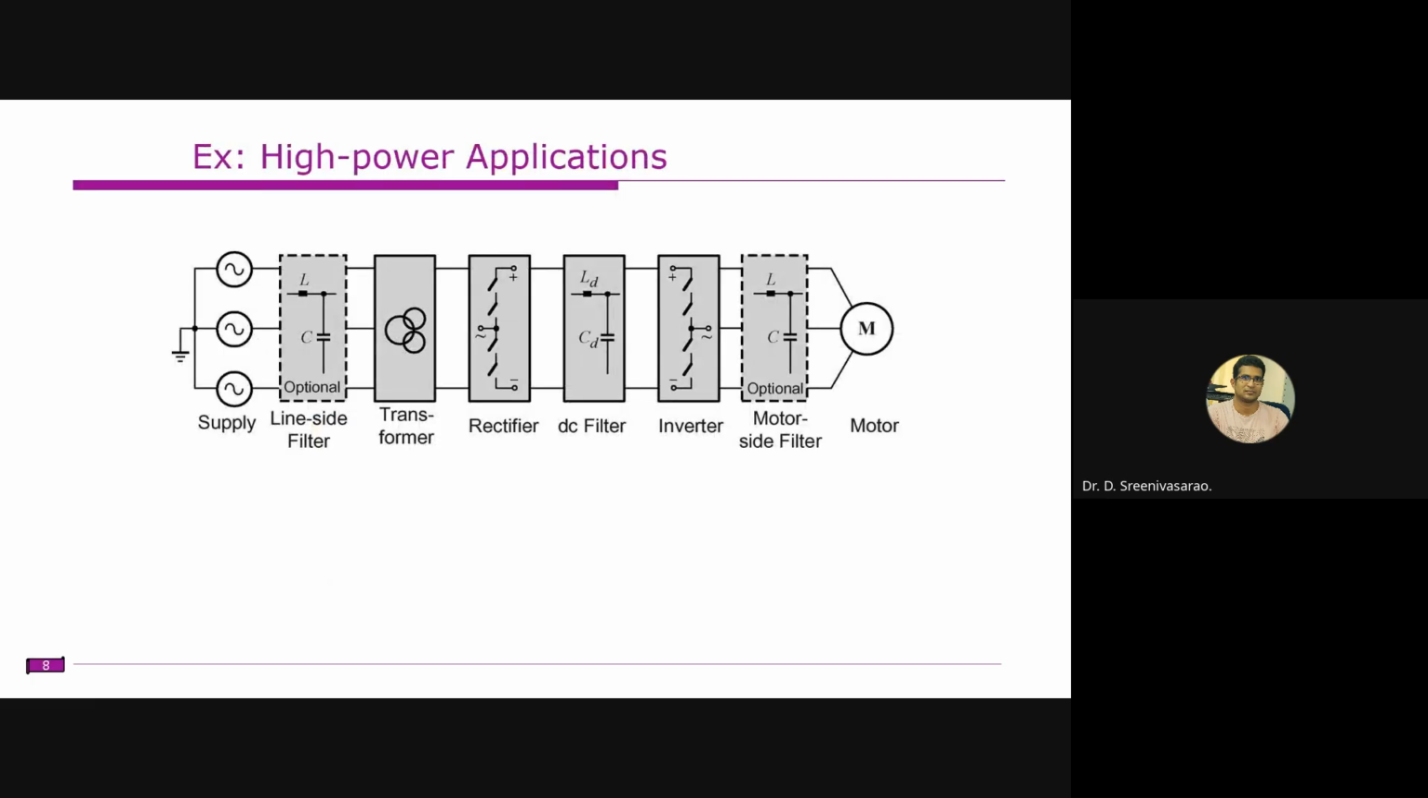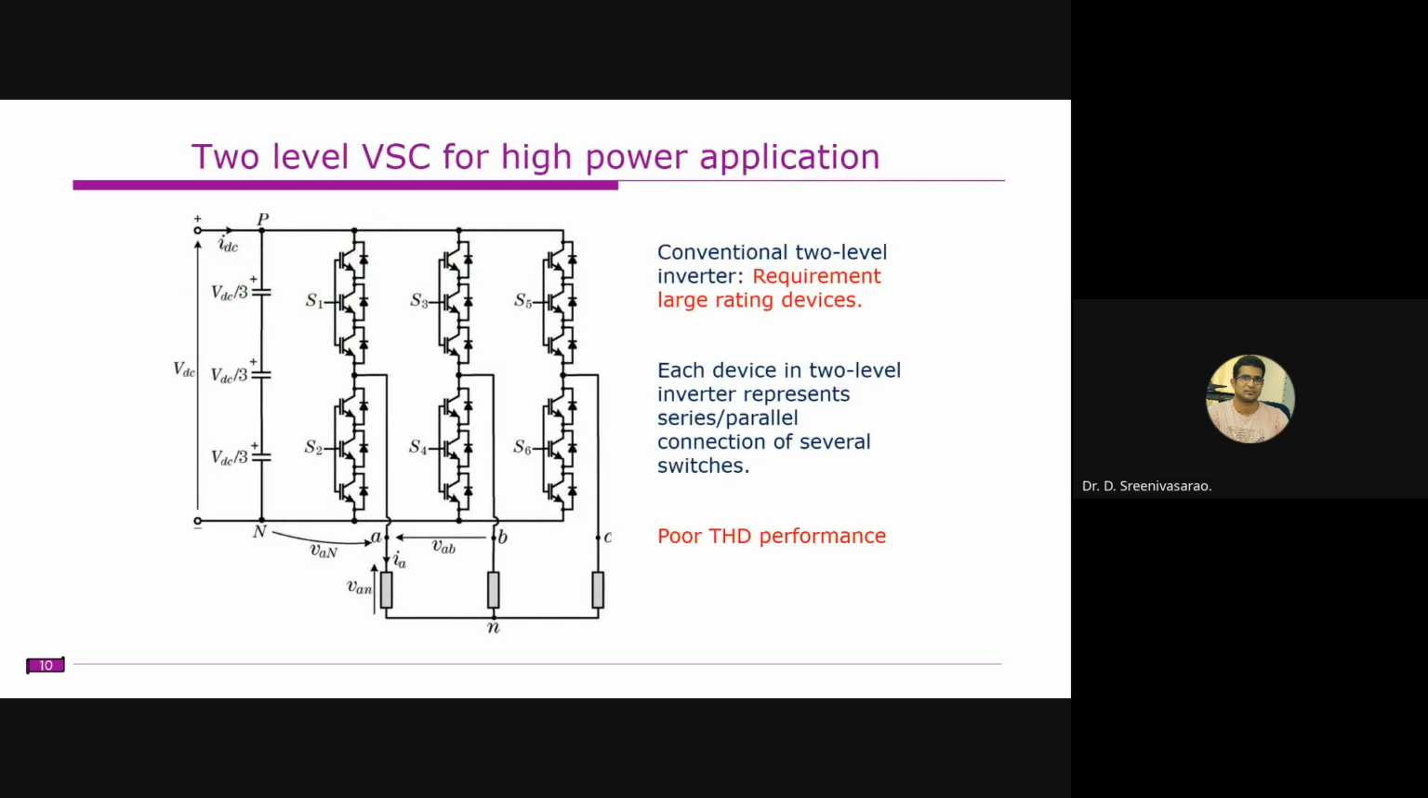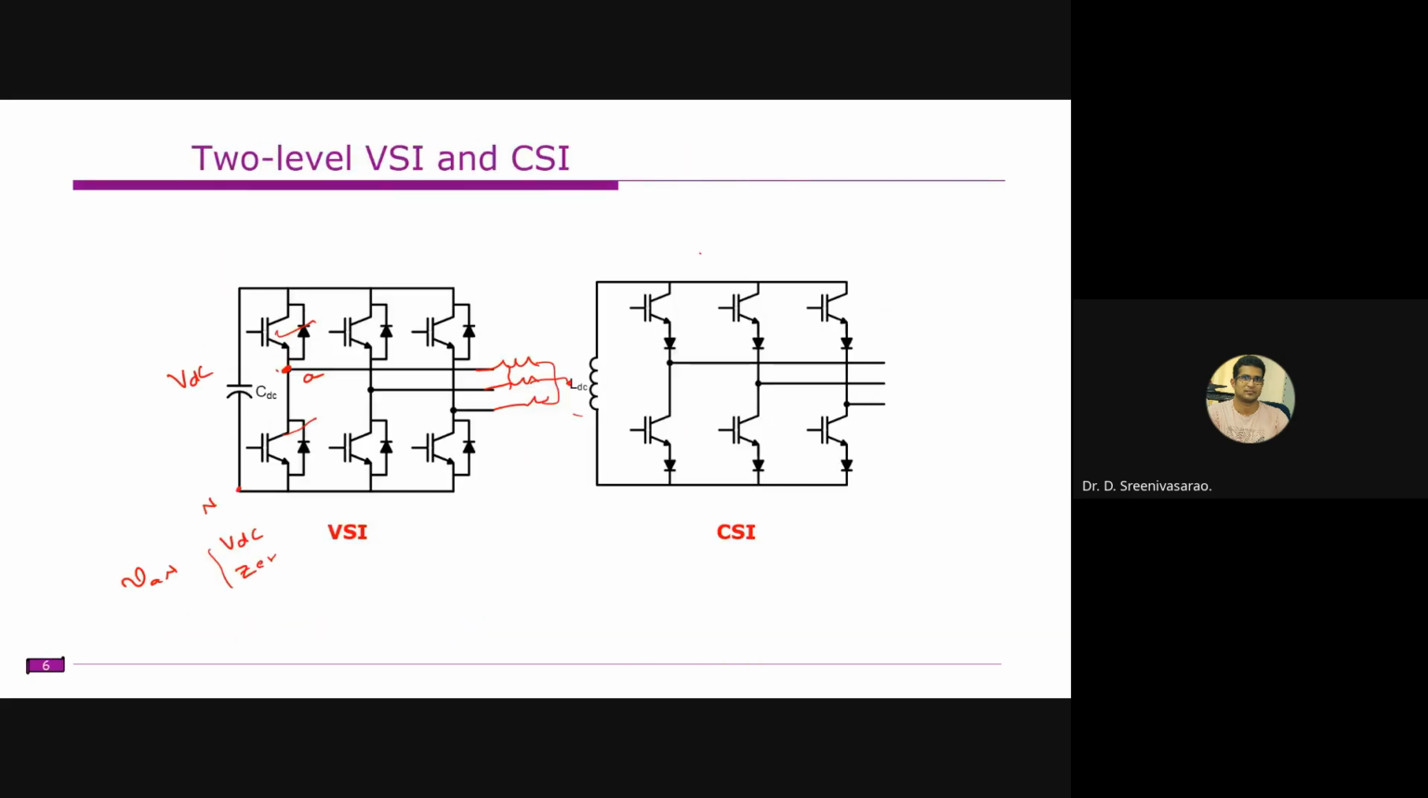Now the point is, if you are using it for high voltage applications, what are the things we need to care about? One is the high power two level inverters. Let us assume for the same inverter that I want to integrate to an 11 kV grid. In that case, accordingly, we need to select this capacitor or voltage source. You know the basic things, right?